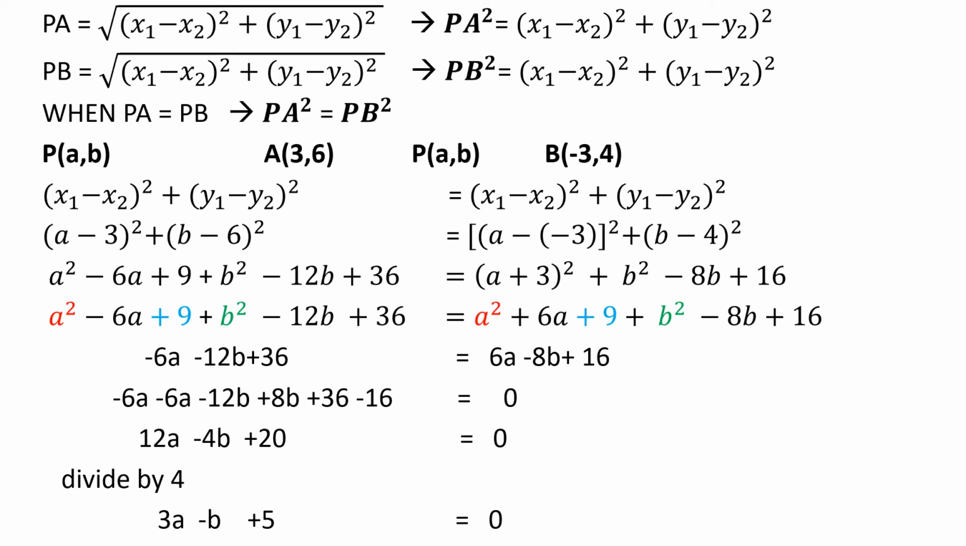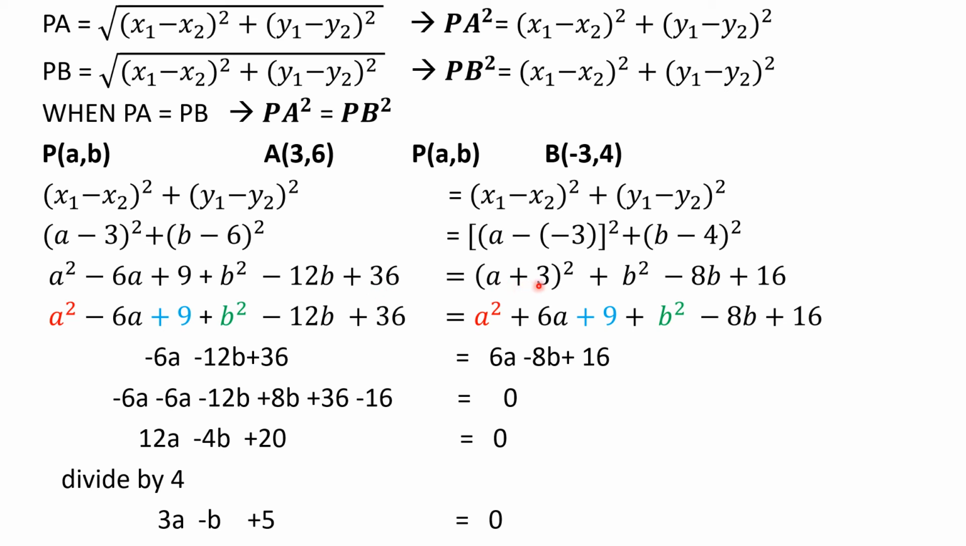You take P equal to a comma b, A equal to 3 comma 6, B equal to minus 3 comma 4. We are going to find out PA. x1 minus x2 the whole square. What is x1? a. What is x2? 3. So it is a minus 3 the whole square. This you have to apply a minus b the whole square: a square minus 6a plus 9. In the same way, b square minus 12b plus 36.